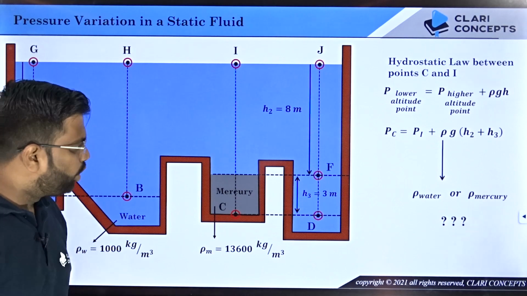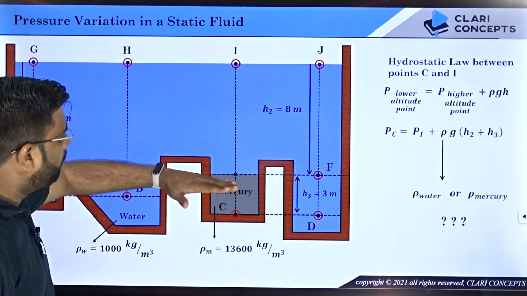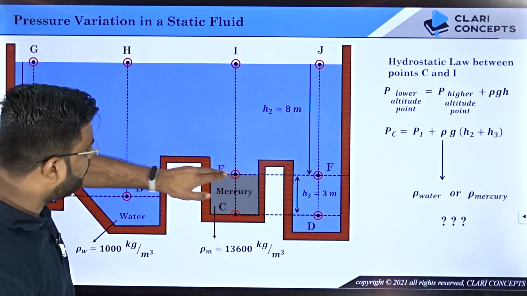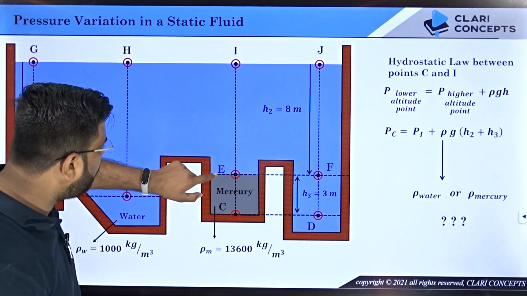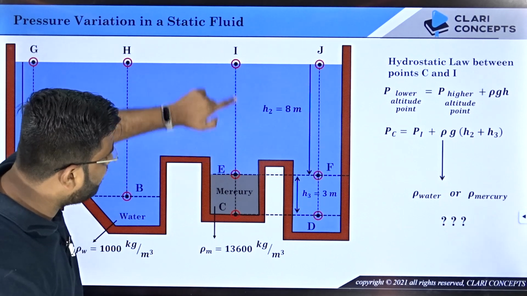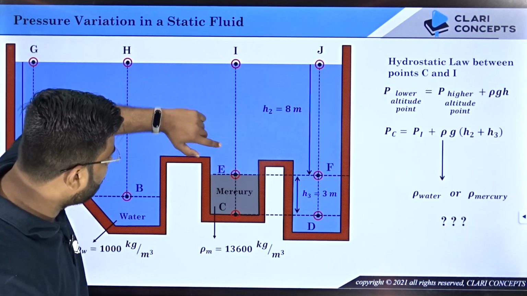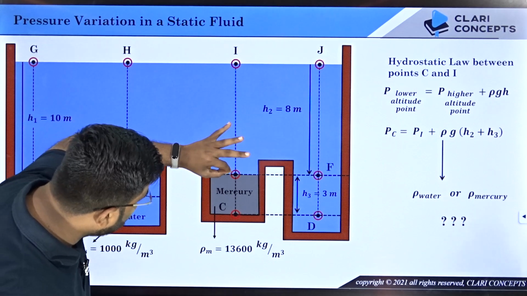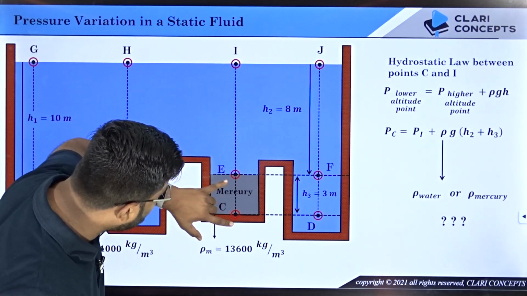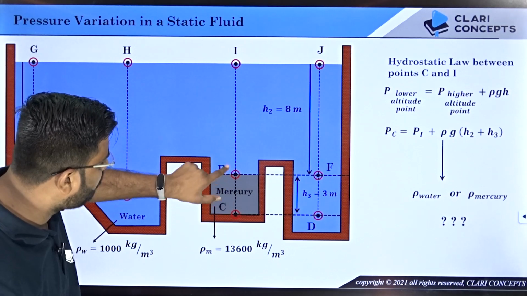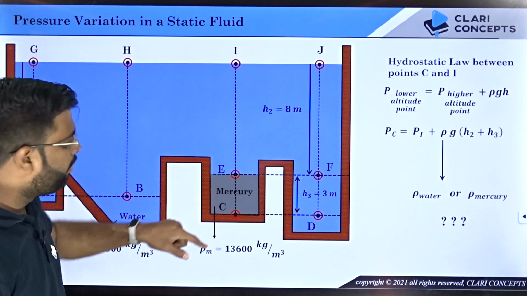So, directly you cannot go for that. So, what you will do? You will break this into two halves. You will also mark a point E at the junction. Now, what you will do? Firstly, you will find pressure at point E using the hydrostatic law between I and E. And in this particular formula, you can use entirely rho of water. And then using pressure at point E, you can find pressure at point C by using hydrostatic law between E and C. And in that case, you will use density of mercury because mercury is filled between these 2 points.